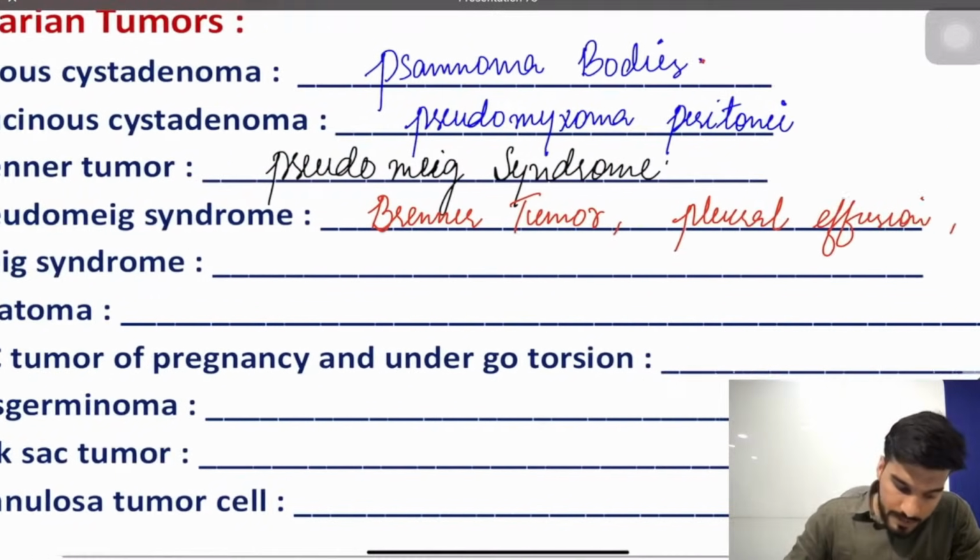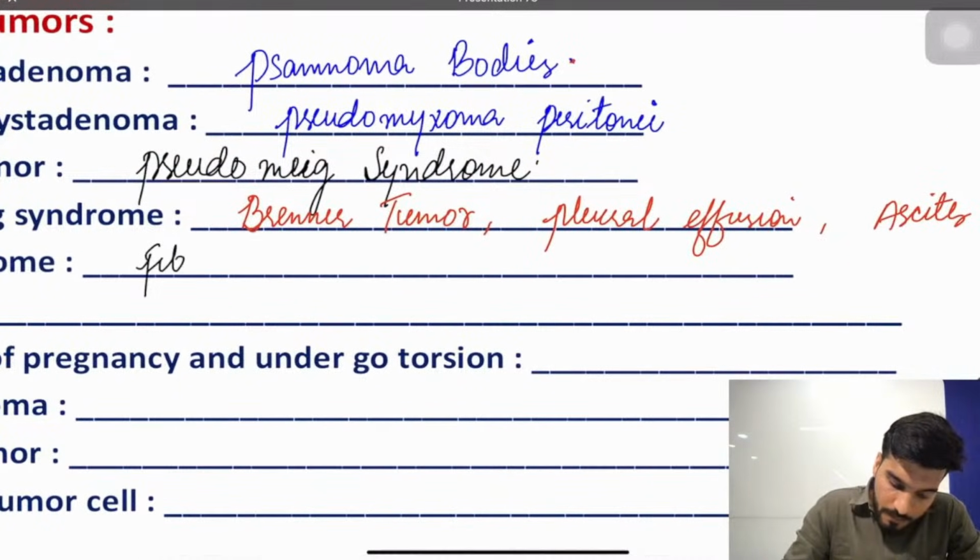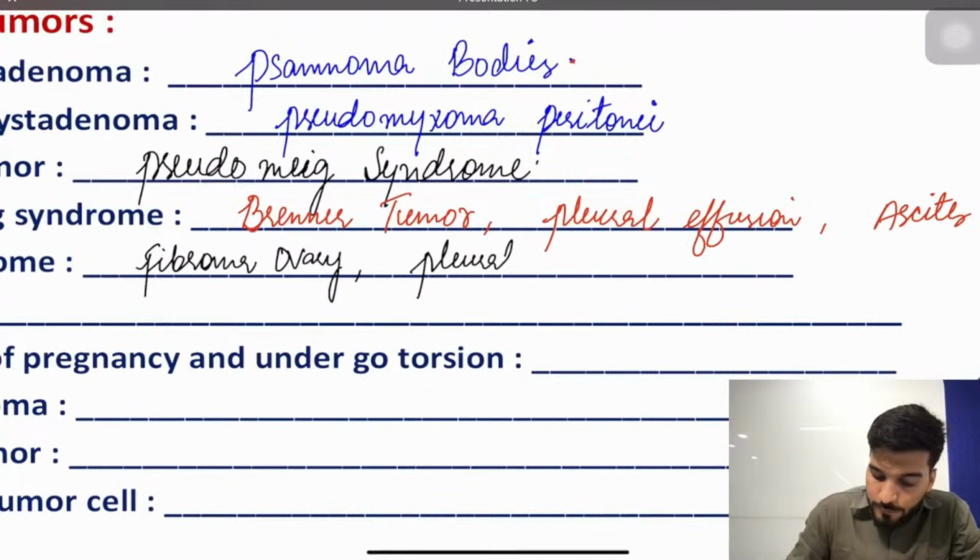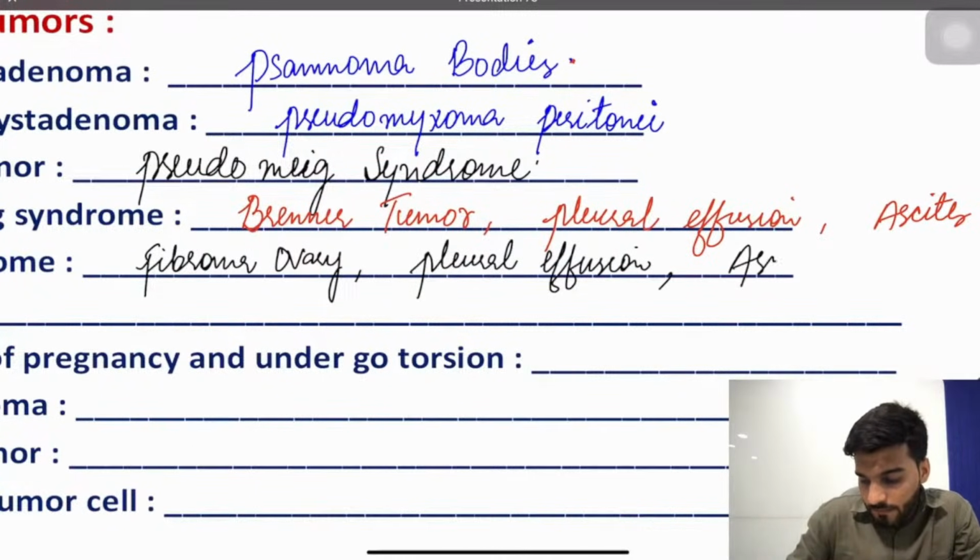Okay, in Meigs syndrome we have fibroma ovary. In Meigs syndrome, remember, fibroma ovary. Along with that, again the two same things, we have pleural effusion and we have ascites.